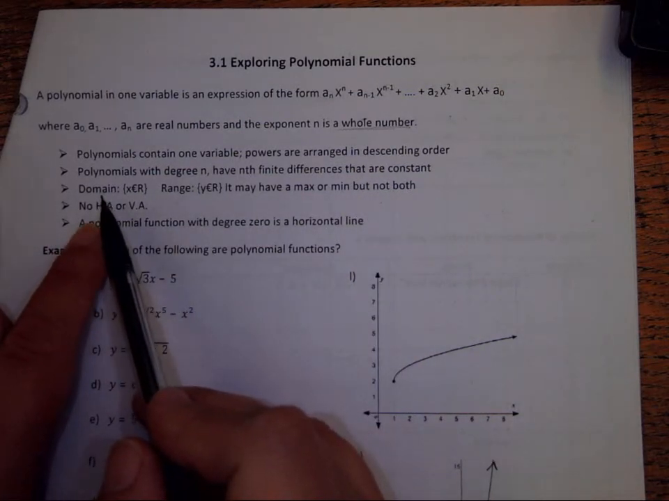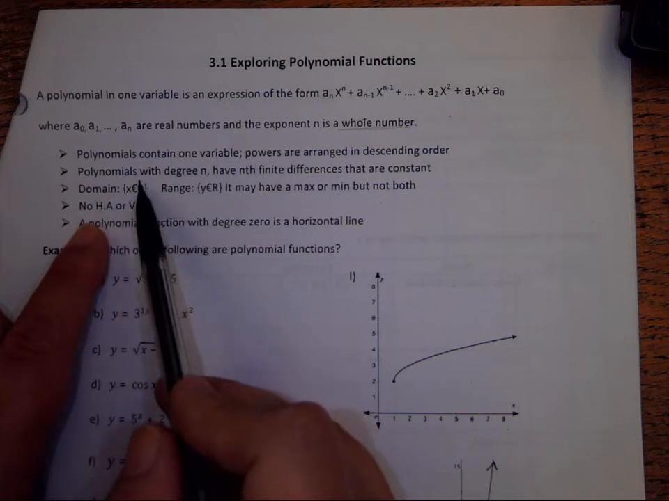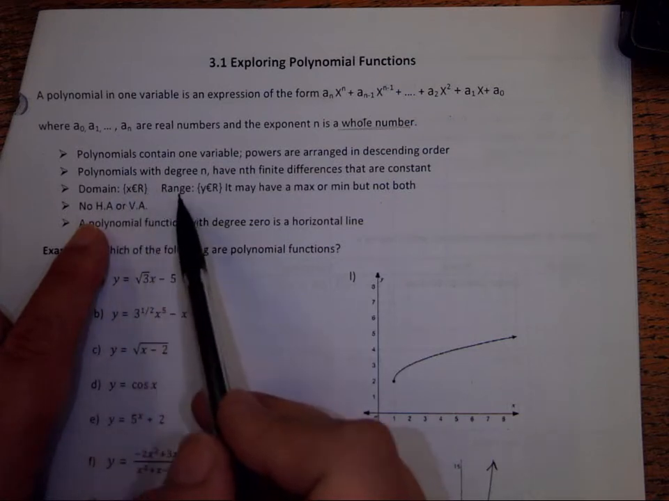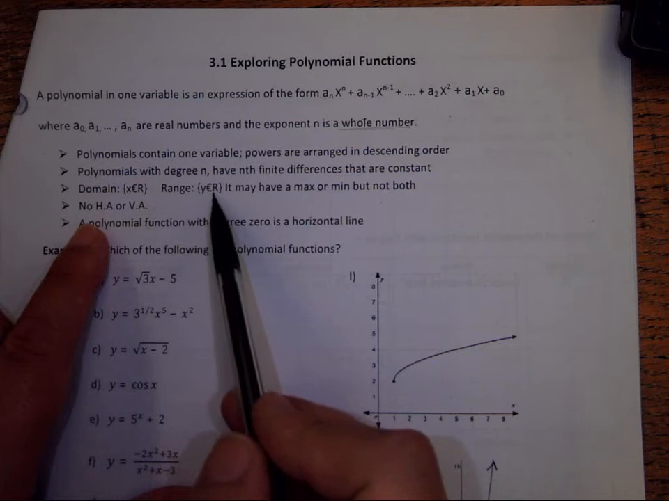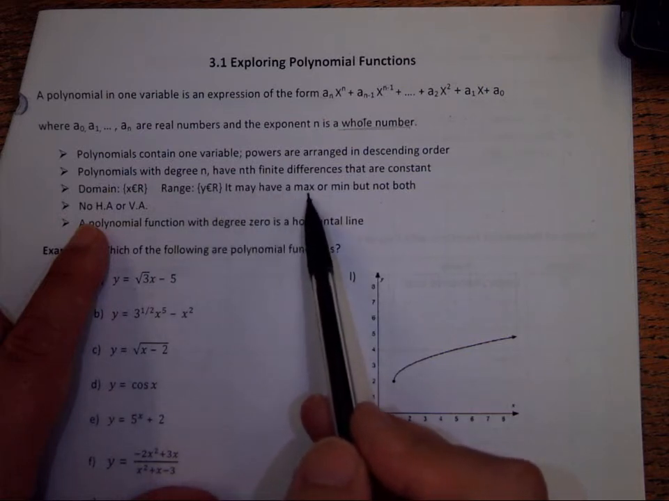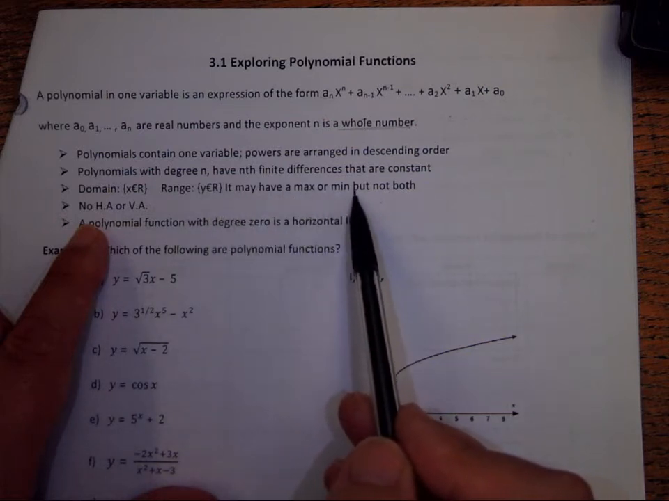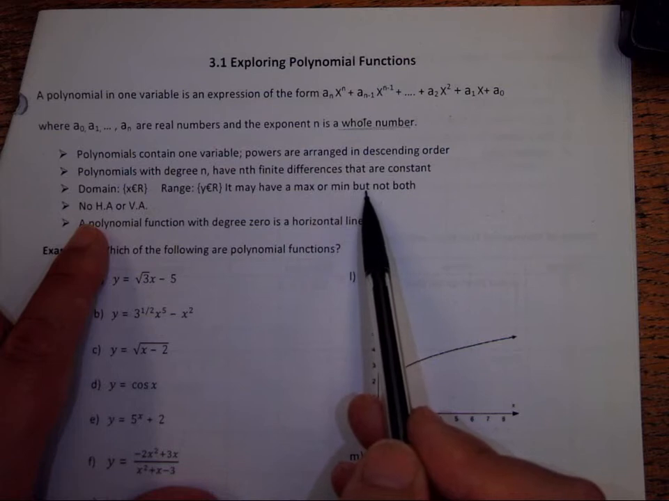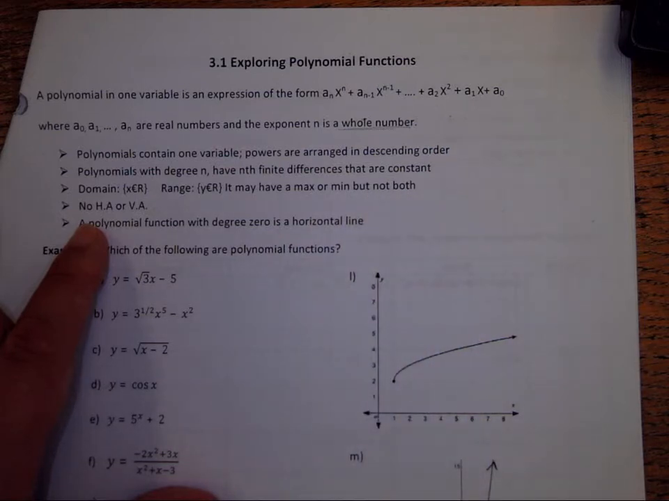The domain of all polynomial functions is x ∈ R, and the range is y ∈ R, or it may have a maximum or minimum, but not both. Trigonometric functions have both a certain minimum and maximum, so they cannot be polynomial.